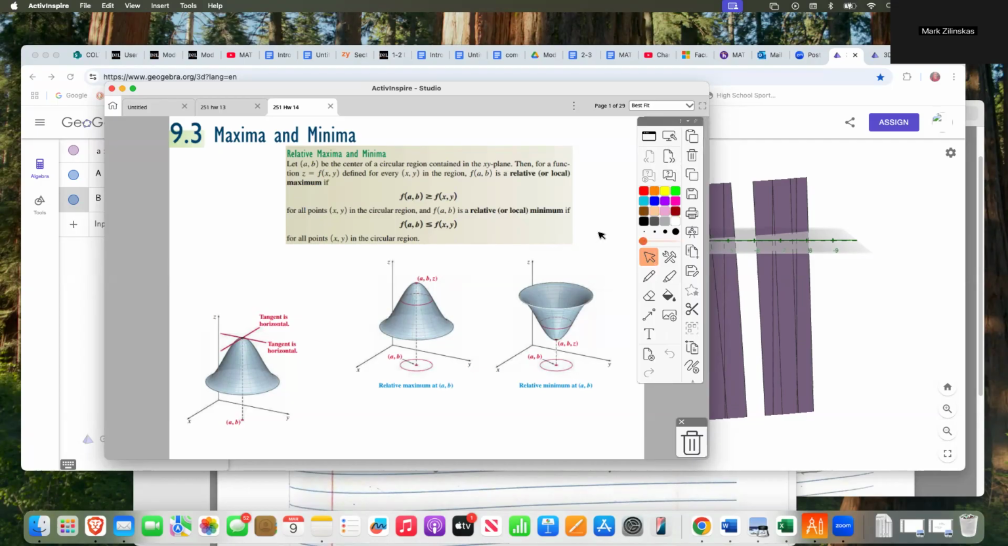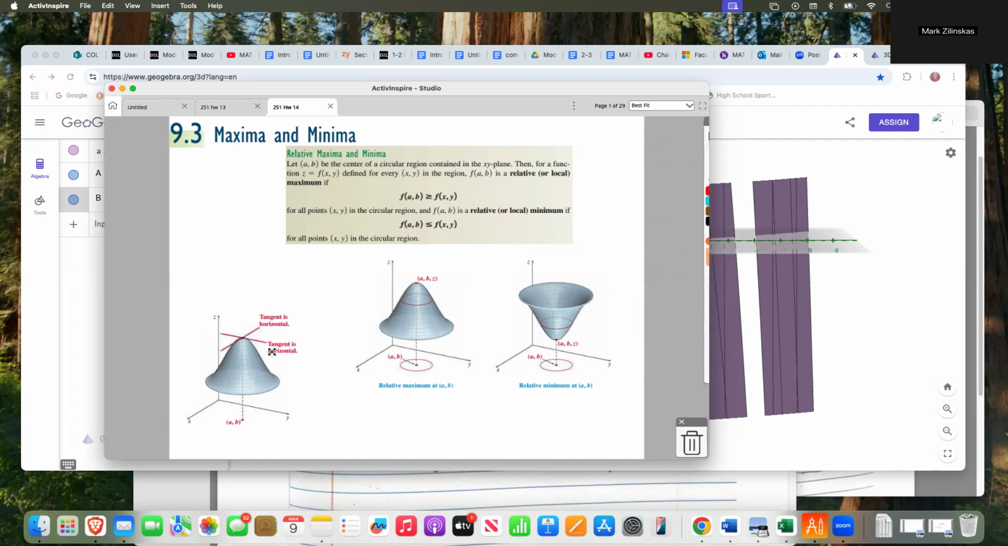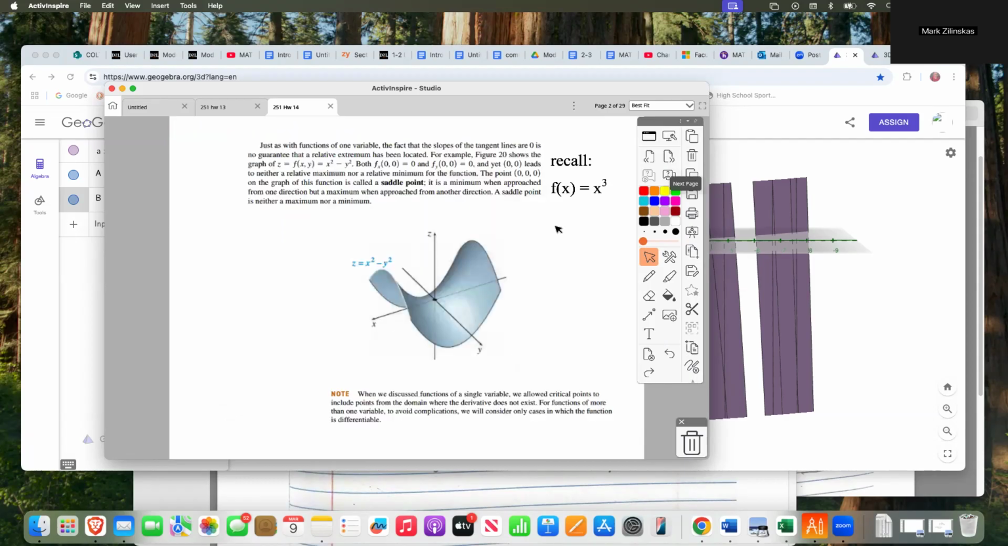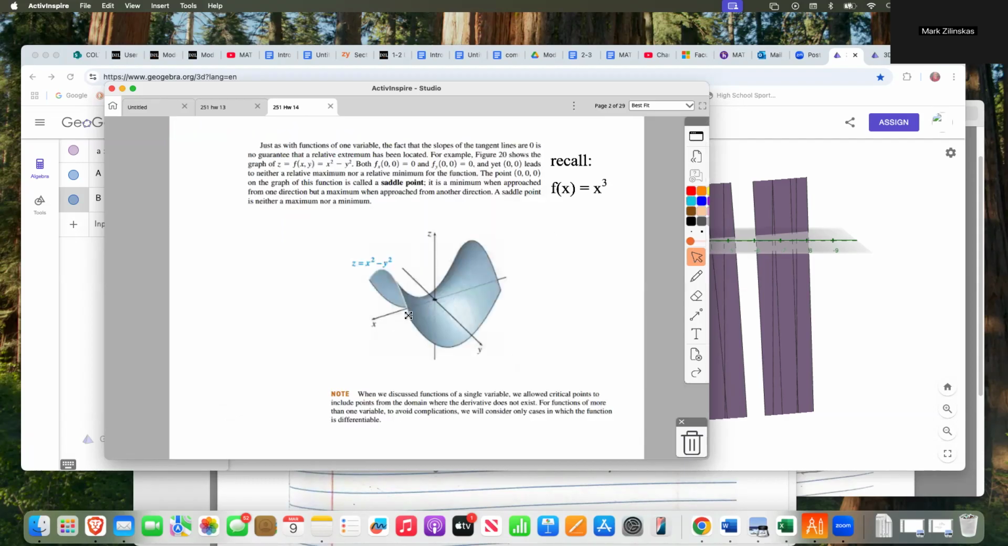There's one other thing that can happen on these surfaces when you find a critical number. This (a, b) is going to be a critical number, where the partial with respect to x and the partial with respect to y are both equal to 0. But there's one other phenomenon that can occur, and it is a saddle point. Again, this kind of looks like a horse's saddle. Somebody would sit in there if you were riding on a horse.